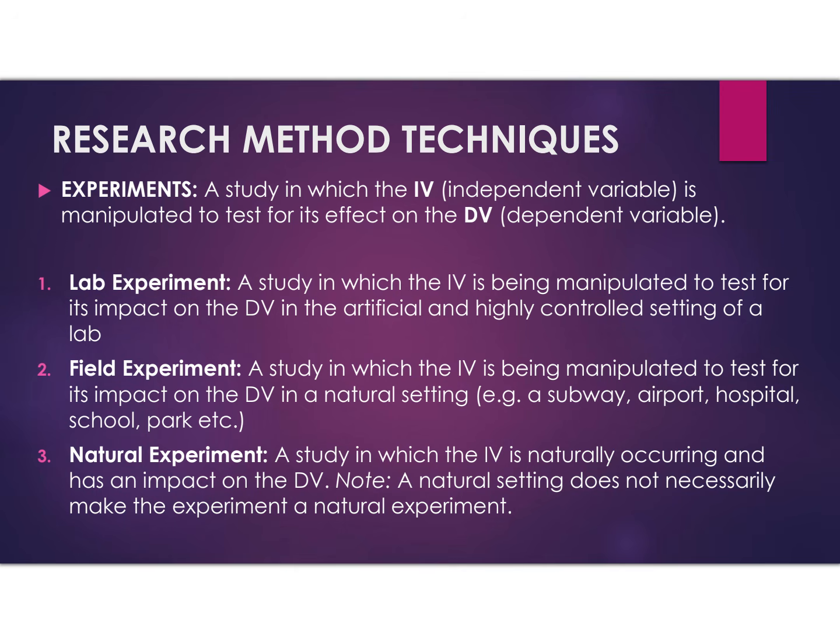The first is experiments. What is the definition of an experiment? An experiment is a study in which the independent variable is manipulated to test for its impact or effect on the dependent variable. Now, we've already discussed what an IV and DV is. An experiment is a study that has an IV and DV. Remember that. None of the other research method techniques have an IV or DV. The only way these other research method techniques such as observation, self-report, case study, etc. would have an IV-DV is if they are being used along with an experiment.